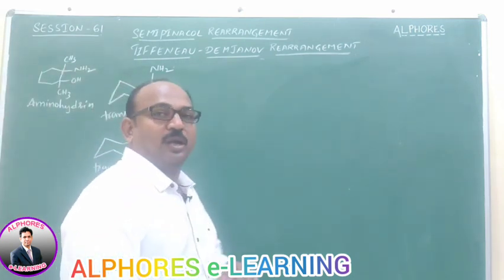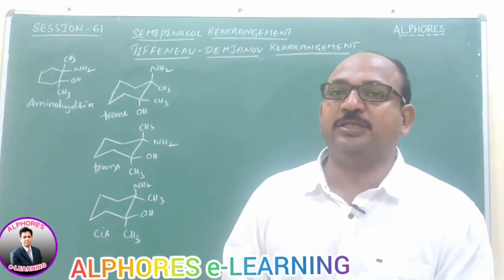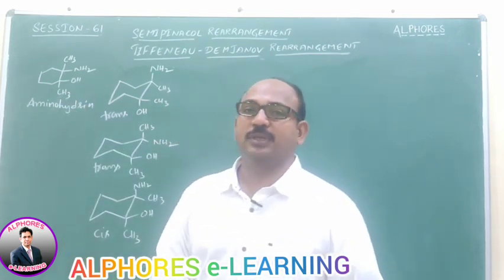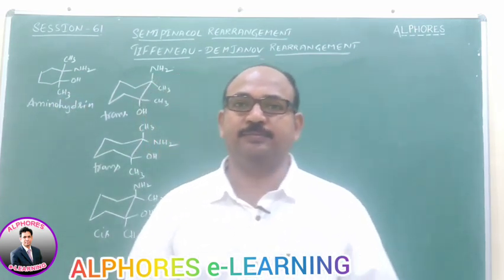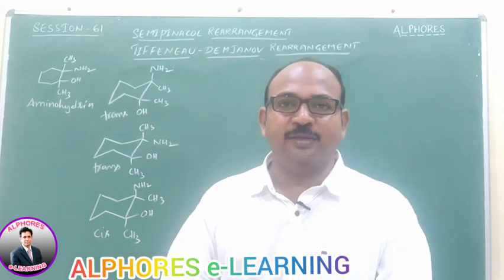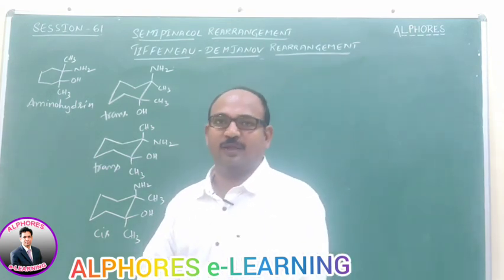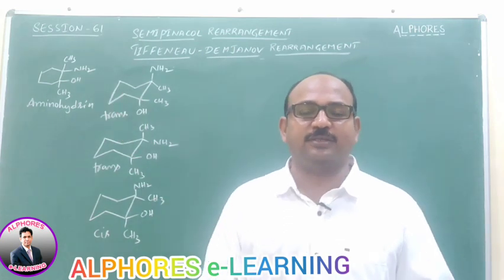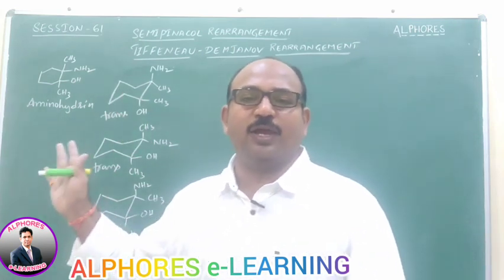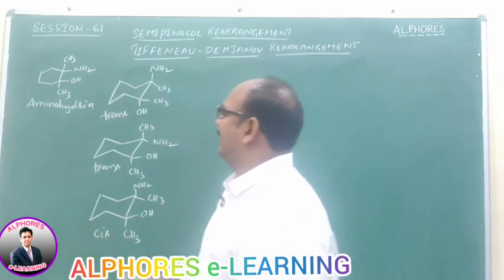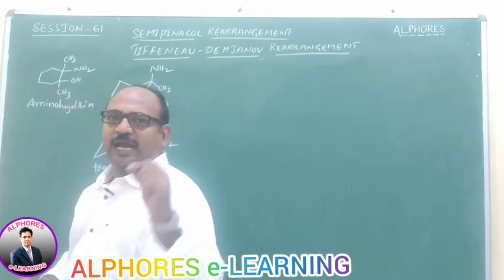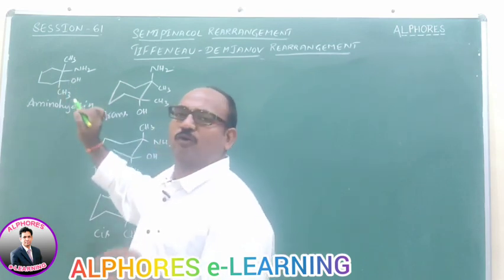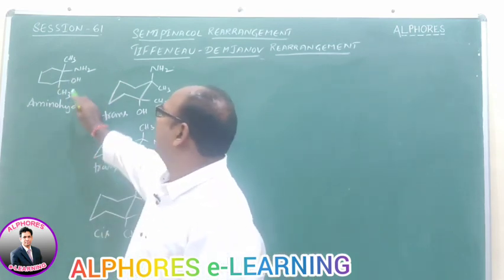Students, for the Tiffeneau-Demjanov rearrangement, let us see this example. We know chlorohydrin, where OH and Cl are attached across a double bond. When NH2 and OH are across a double bond, that is what we call an aminohydrin. Here this is an aminohydrin. And in the previous session we learned how the pinacol rearrangement takes place.